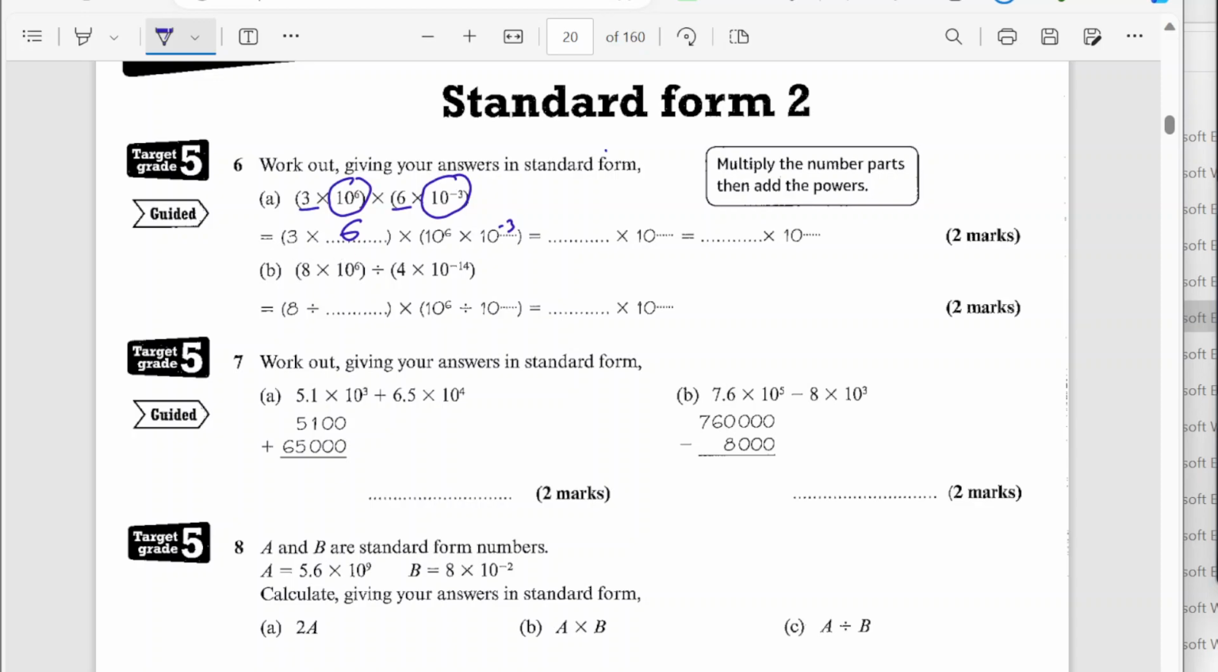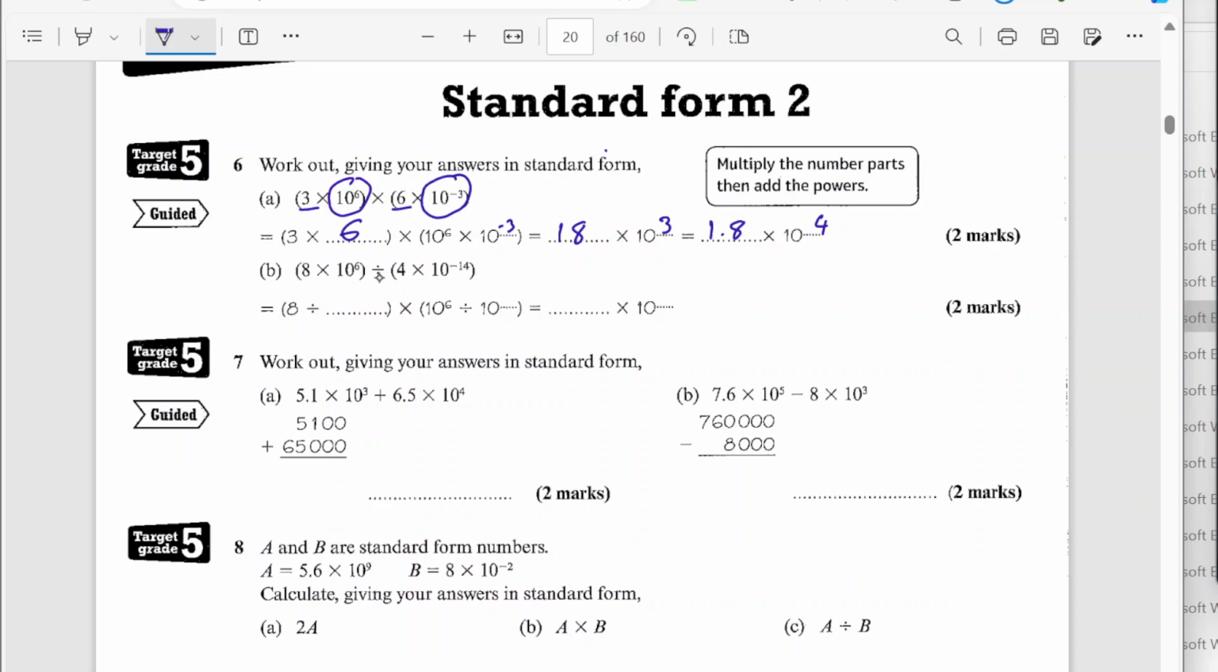I'm then going to do 3 times 6, which would give me 18, and when we multiply powers, we add them, so I'm really doing 6 plus minus 3, which would give me 3. Then I need to convert that into standard form, because that 18 is not in standard form, so it's going to become 1.8. And I'm needing to times that by 10, so this becomes 10 to the power 4.